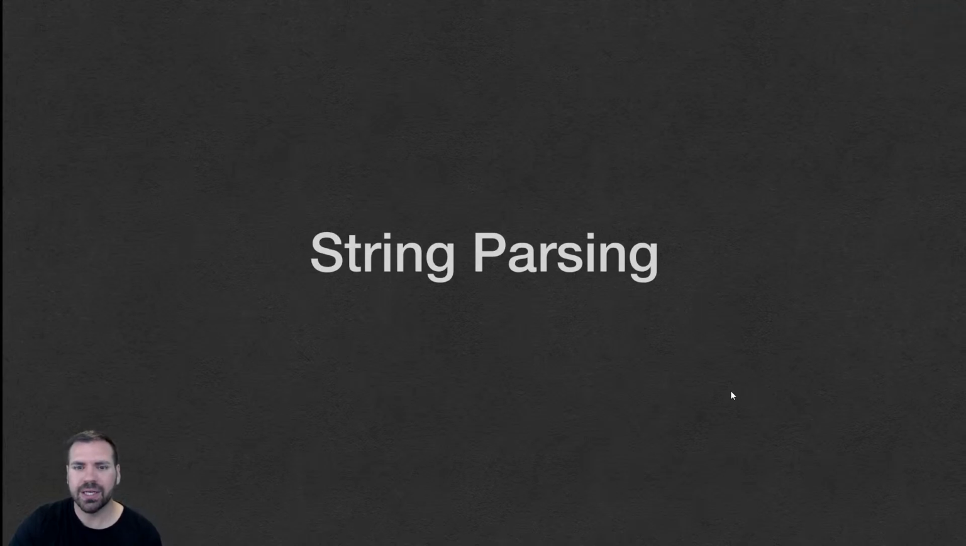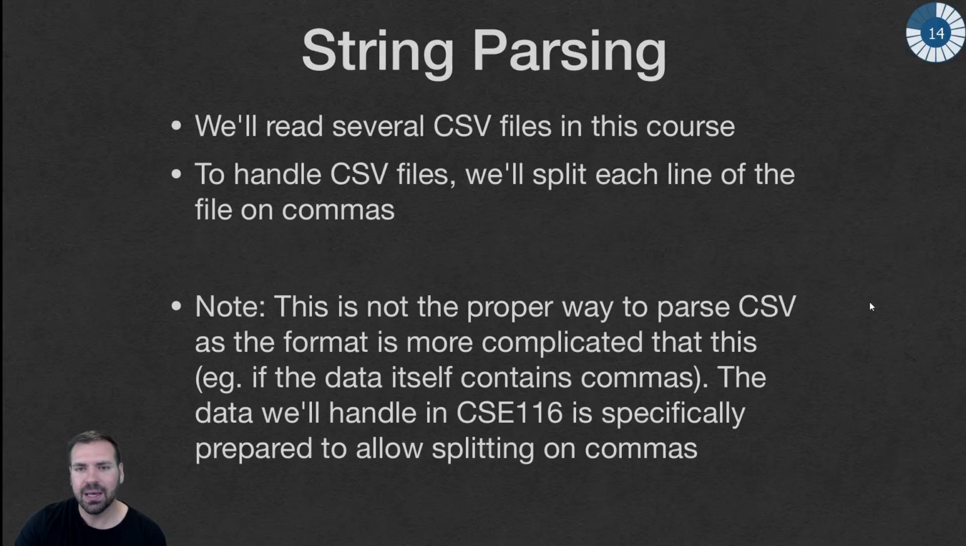All right, so that's reading files. And then once we read the file, these are going to be CSV files in this course. So how do we handle those CSV files? Let's talk about it. So what we're going to do is just split on commas. This is the simplest thing to do with a CSV file.